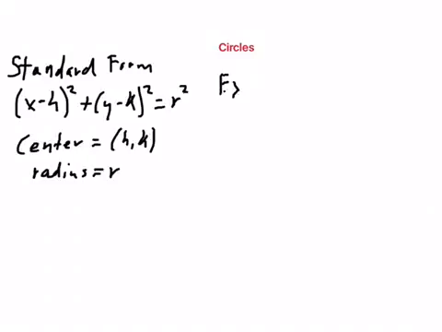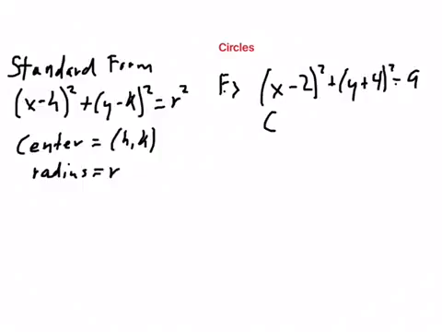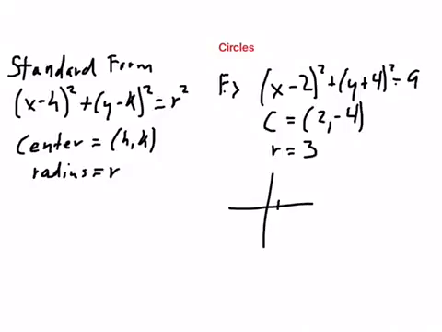If we look at an example of this, let's take the equation (x minus 2) squared plus (y plus 4) squared equals 9. You can see that the center is going to be the point (2, negative 4), just pulling it out as the opposite signs. And the radius will be the square root of 9, which is 3. From this, we could very easily get a graph: go to the point (2, negative 4), go out 3 in any direction, and we will have our circle drawn pretty quickly.